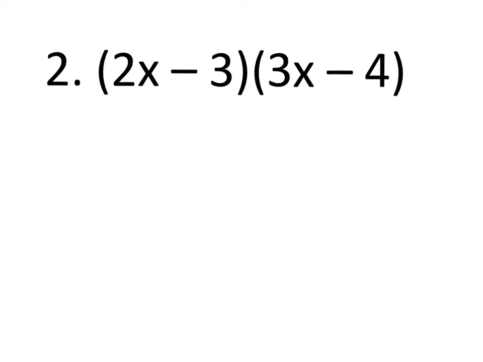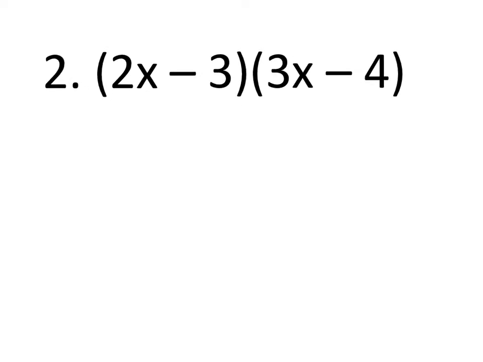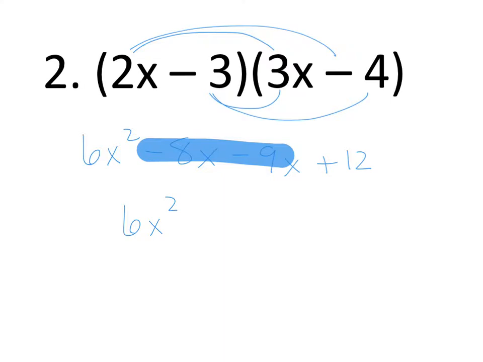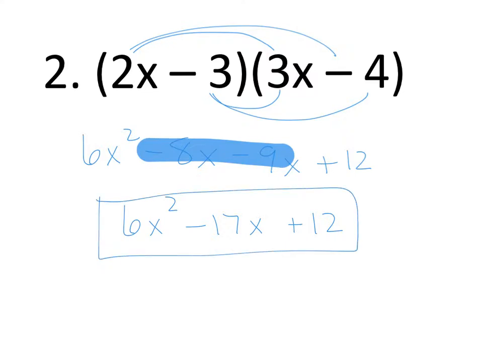So again, you're just going to FOIL or multiply or distribute. 2x times 3x, so 6x squared. 2x times negative 4 is negative 8x. Negative 3 times 3x is negative 9x. And then negative 3 times 4 would be a positive 12. Again, you're going to combine like terms in the middle there. And you're going to end up with 6x squared. Negative 9 and negative 8 is negative 17x. And then plus 12. And that's going to be my answer.